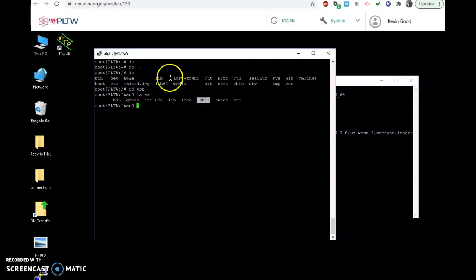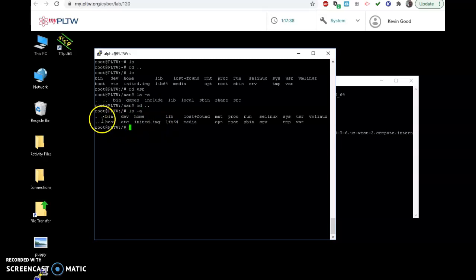Remember I was showing you that? Okay, but I don't want to go there, so I'm going to cd .. out of there. ls minus a. Minus a just shows if there's any hidden ones. Always use it. There's hidden stuff all over the place.